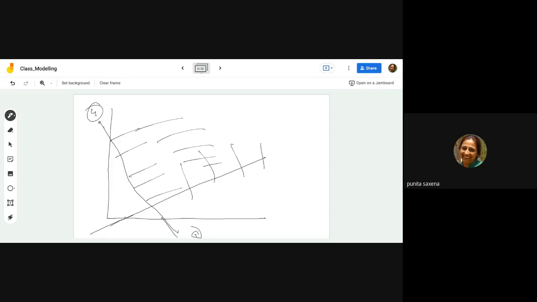Now, when you end up with this kind of a feasible region, this is called an unbounded feasible region. Okay.